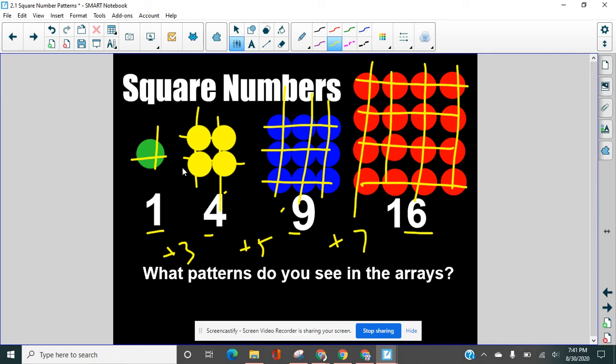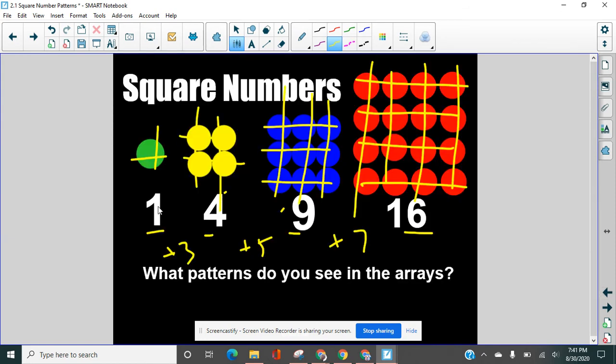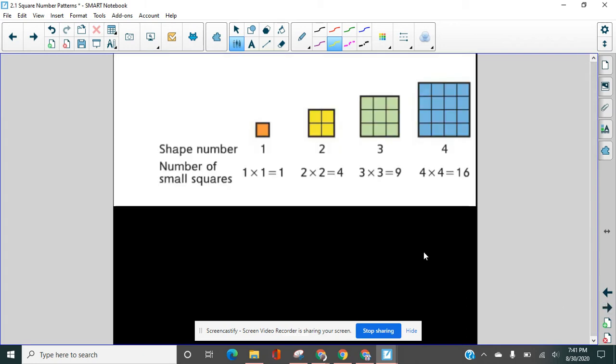One of the biggest ones, of course, though, is that they're all squares, and the squares keep getting bigger. Okay, so these are square arrays. I told you sometimes it's written in actual squares, so you can see that here, right? 1 times 1 is 1, 2 times 2 is 4. That's something else you might have said here, right? Every time we go up to the next one, the factors are increasing by 1. 3 times 3 is 9, 4 times 4 is 16.